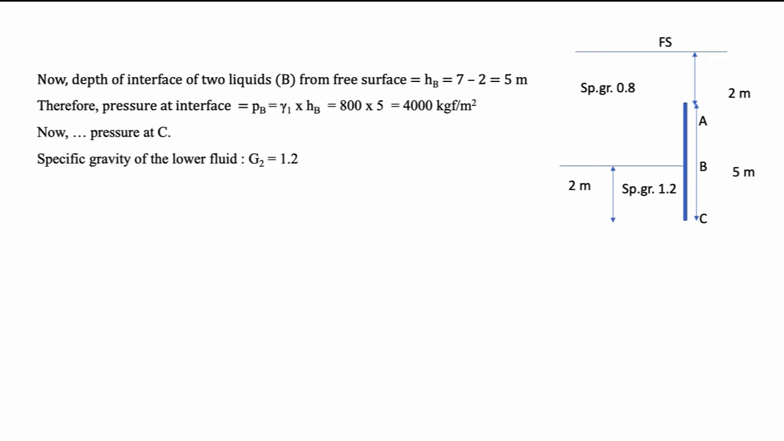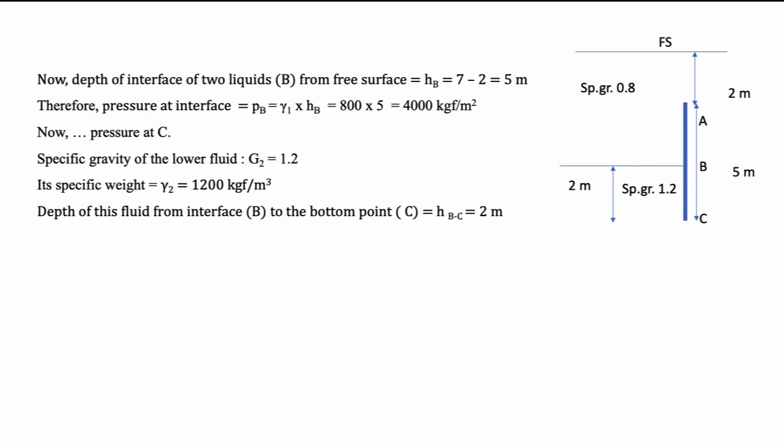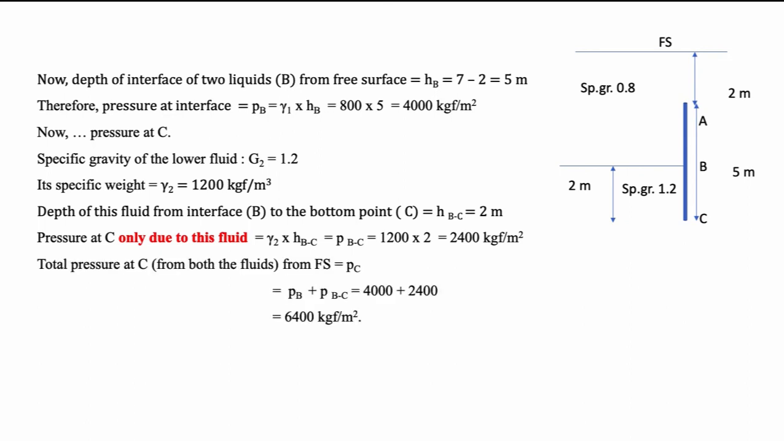Specific gravity of the lower fluid, that is G2, is equal to 1.2 as given in the problem. Its specific weight gamma 2 is equal to 1200 kg force per cubic meter. Depth of the lower fluid from the interface to the bottom point is HBC is equal to 2 meters. Therefore, pressure at C only due to this lower fluid is 1200 into 2, 2400 kg force per square meter. However, the pressure up to B is 4000 kg force per square meter. Therefore, total pressure at C from free surface comes to 6400 kg force per square meter.